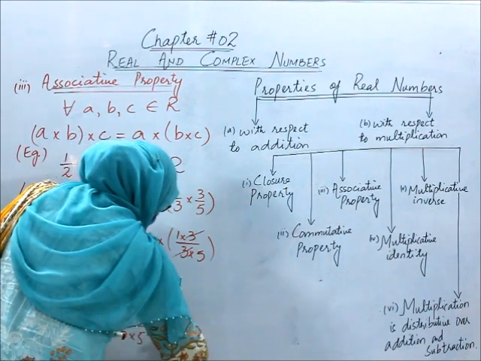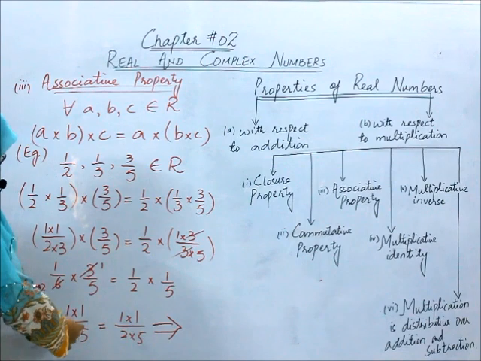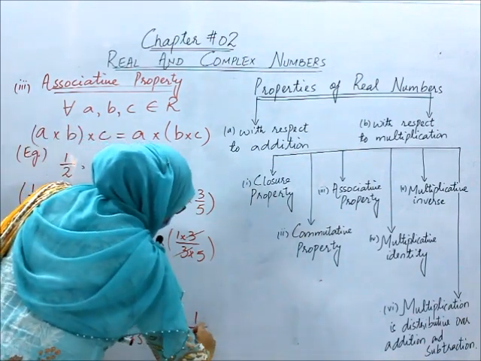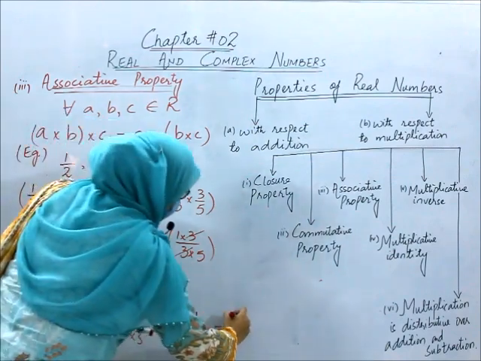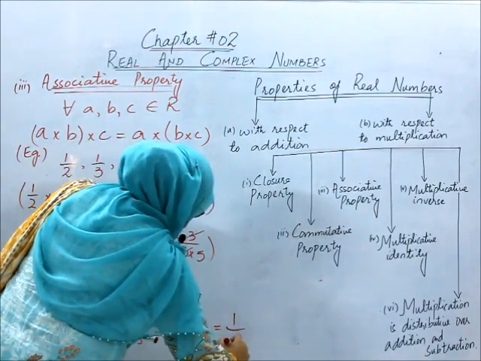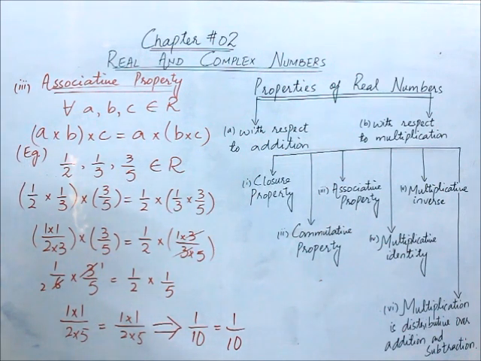So here, this is the sign for implies that. 1 into 1 will give you 1 and 2 into 5 will give you 10. What about the right hand side? That is 1 into 1, 1 and 2 into 5 will give you 10. So this is the associative property with respect to multiplication.